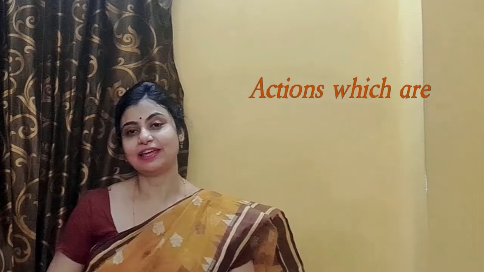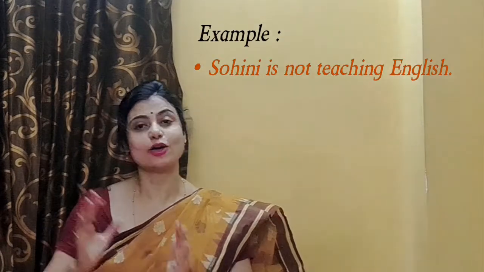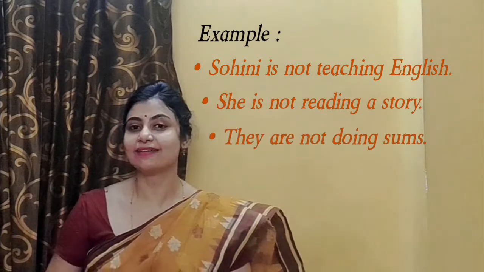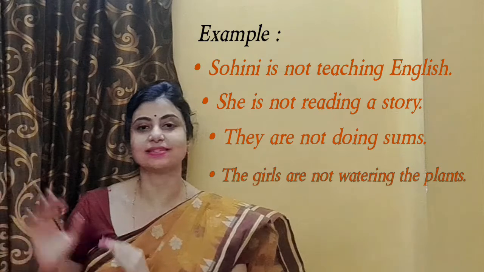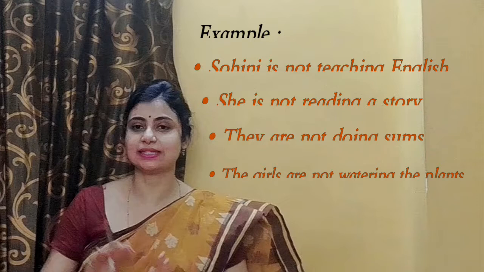Like for example, if we say, Sohini is not teaching English. She is not reading a story. They are not doing sums. The girls are not watering the plants. So these are all negative sentences in the present continuous tense, and these are all in the active form, and we have a subject and an object too.